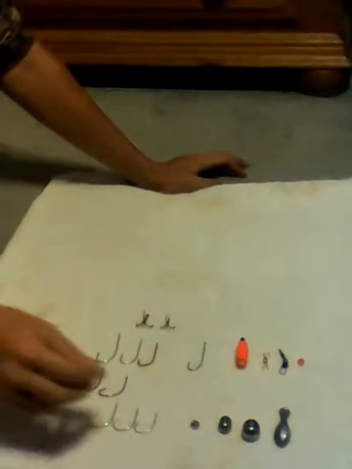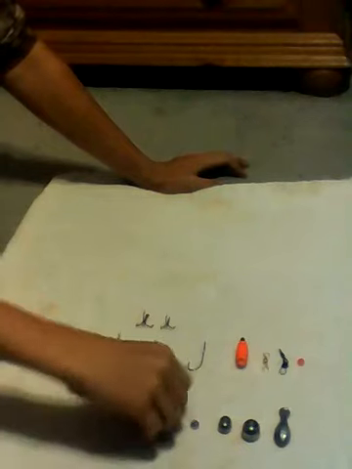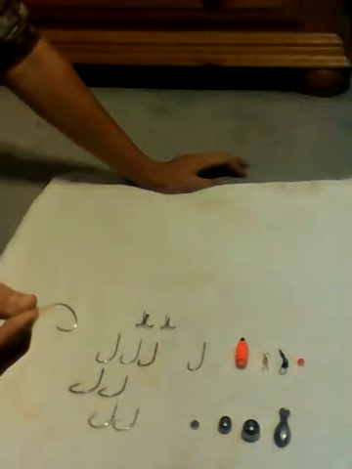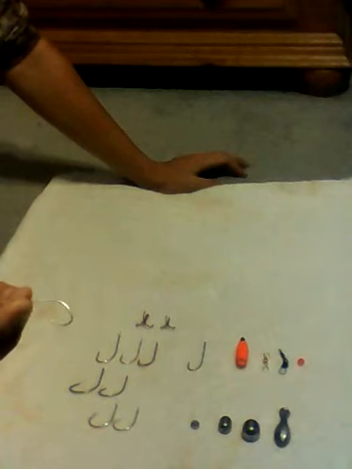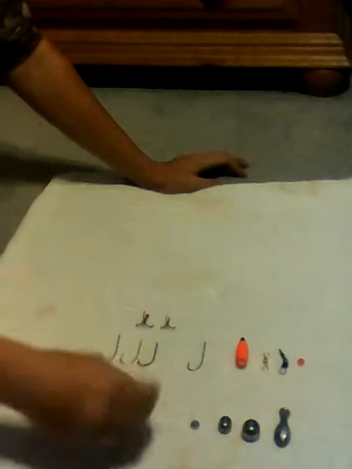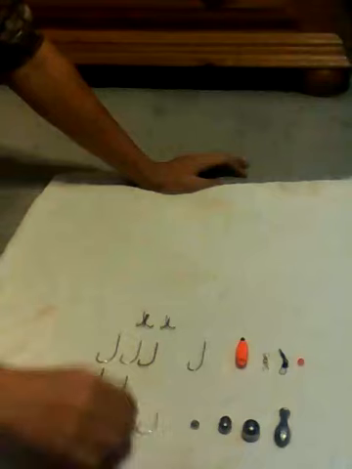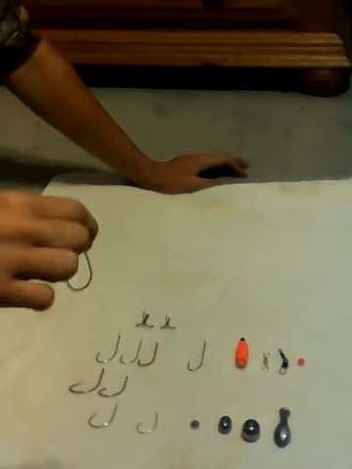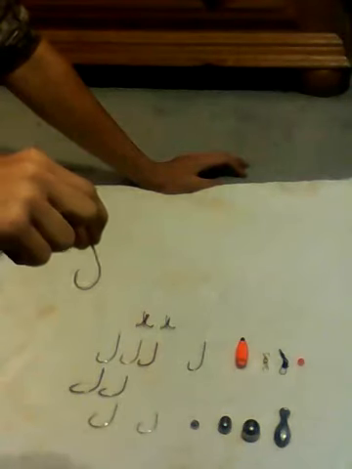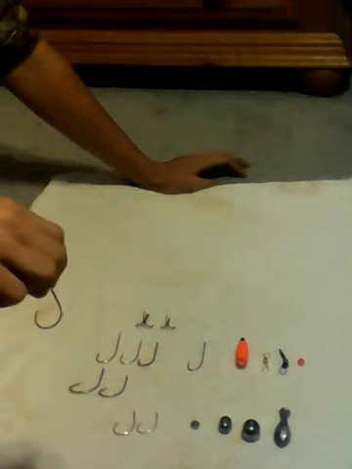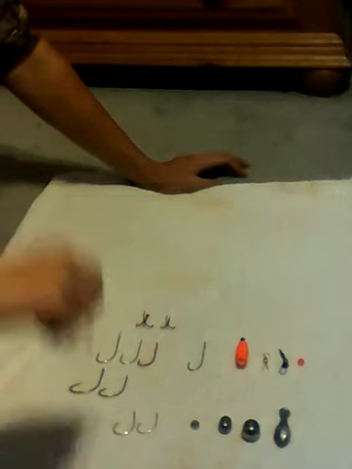Alright, to the hooks. I'll start down here. This is a size 1 circle hook made by Eagle Claw. Those are good for smaller catfish. This is a size 3 circle hook, also made by Eagle Claw. This is a size 5 circle hook made by Eagle Claw.